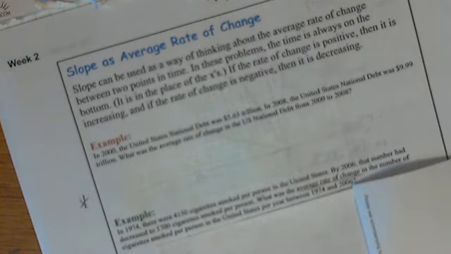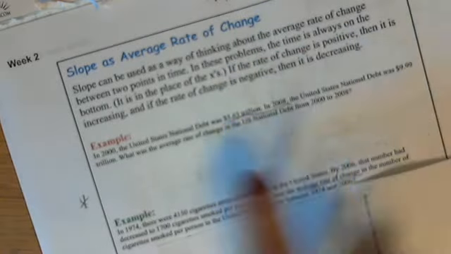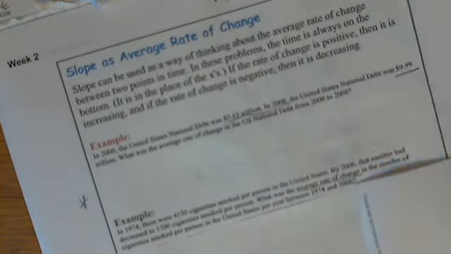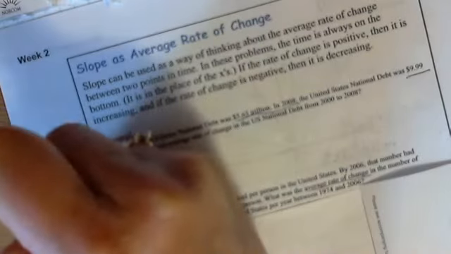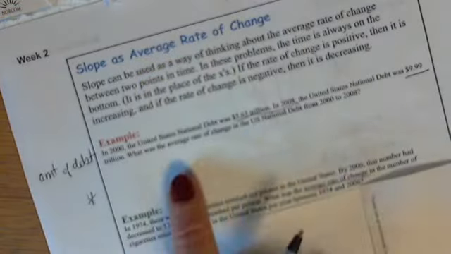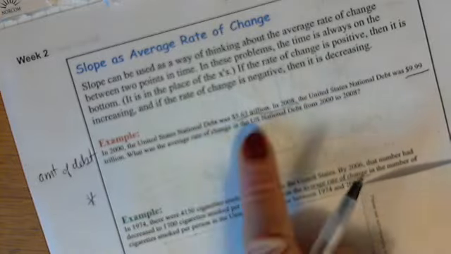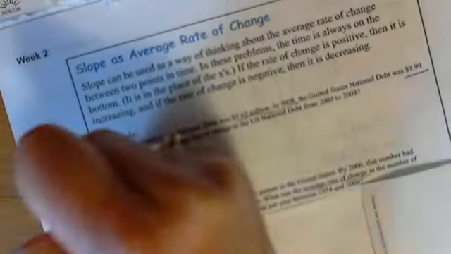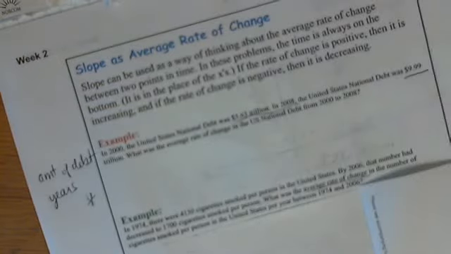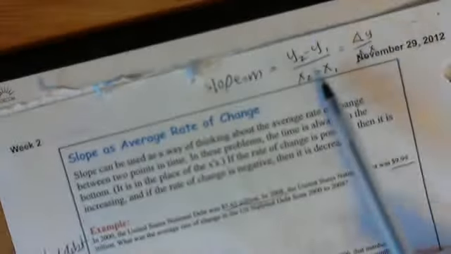So the two things that are changing are the amount of the debt, which went from $5.63 trillion to $9.99 trillion. So variable 1 is amount of debt. The other thing that's changing is the years, from 2000 to 2008. Next thing you need to identify is which one is going to be on top of my slope ratio and which one's going to be on the bottom.